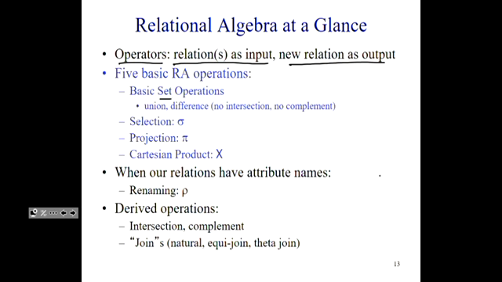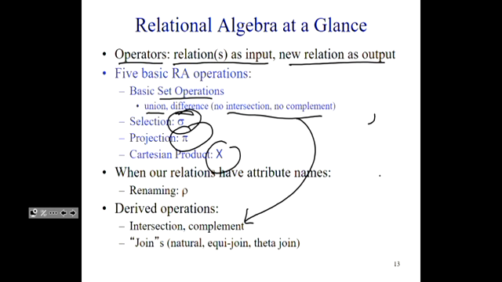There are the basic set operations, which consist of union and difference. Intersection and complement are treated as derived operators, not the basic ones. There's a selection operation, the projection operation, and the Cartesian product operation. The selection operation is a sigma, the projection operation is pi, and the Cartesian product is an x. Okay? And when our relations have different attribute names, we may want to use a renaming operation.